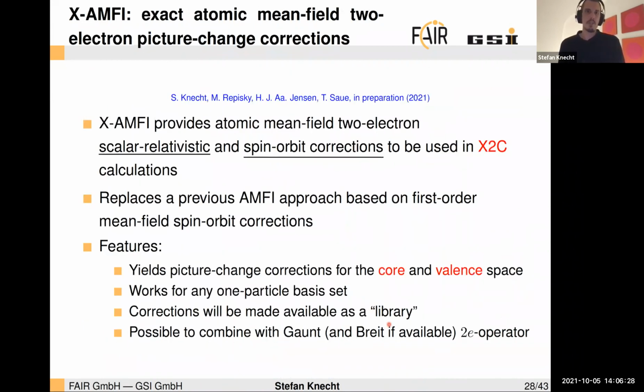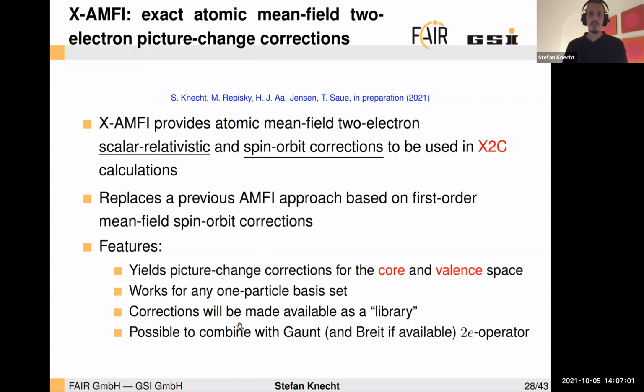We term this the so-called exact AMFI, or X-AMFI, where we provide atomic mean-field two-electron scalar relativistic and spin-orbit corrections to be used with this X2C Hamiltonian. It replaces any kind of atomic mean-field approach that was previously based on first-order mean-field spin-orbit corrections. The nice thing, as I will show in a minute, is that it yields picture change corrections for the core and the valence space, whereas previously, corrections were essentially only available for the valence space.